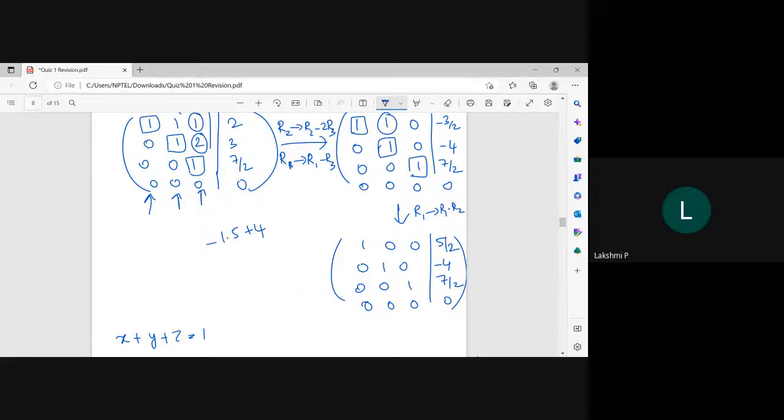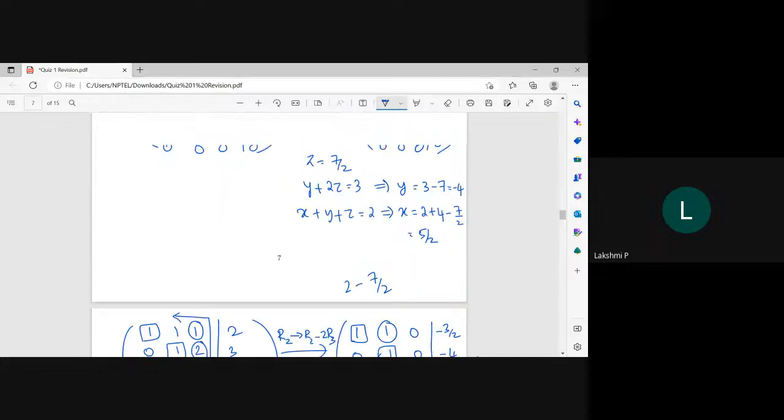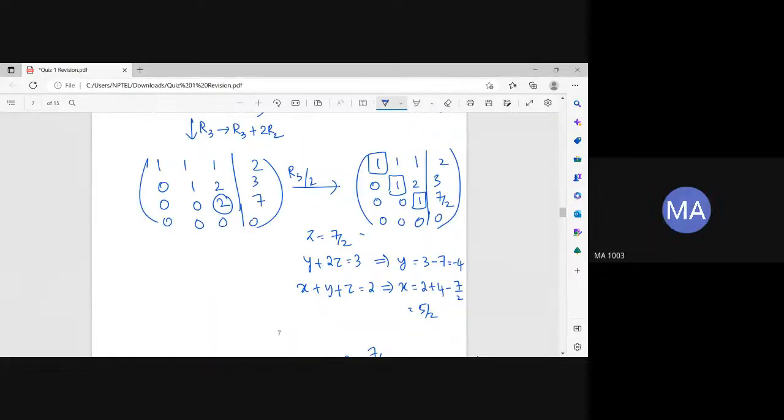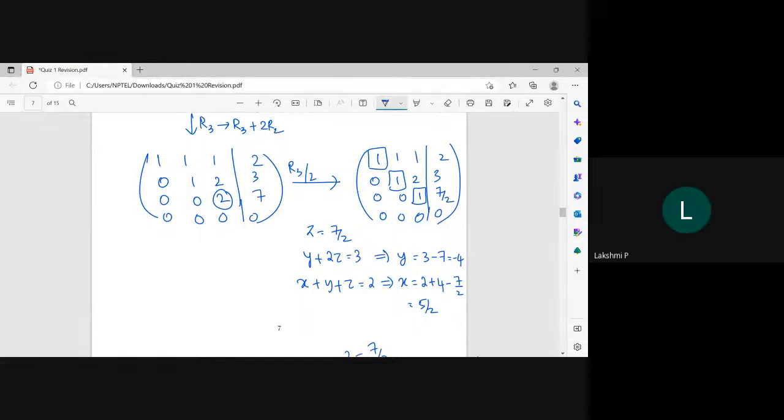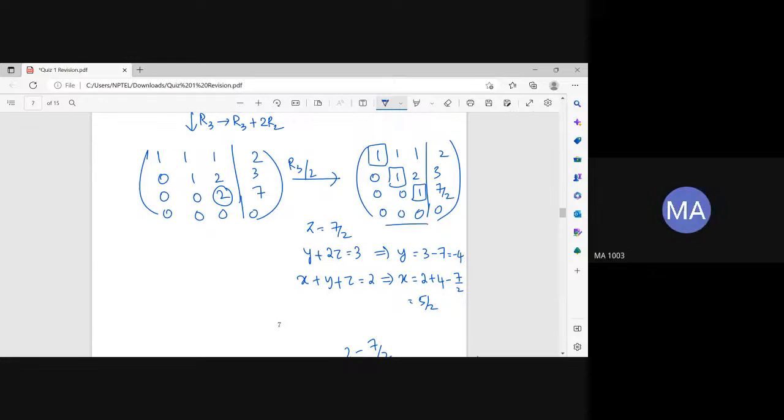So there's nothing much of a difference between Gauss elimination and Gauss-Jordan, right? Gauss elimination means you can stop here. Gauss-Jordan means you cannot stop here; you have to go further. It's not like that. Whatever, maybe the method by which we are getting the solutions.